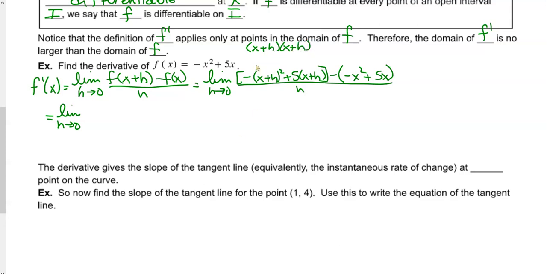So if I FOIL this, I get x squared for my first. Then remember we were going to multiply these two and double as the pattern. Well, that comes from doing the outside and inside.